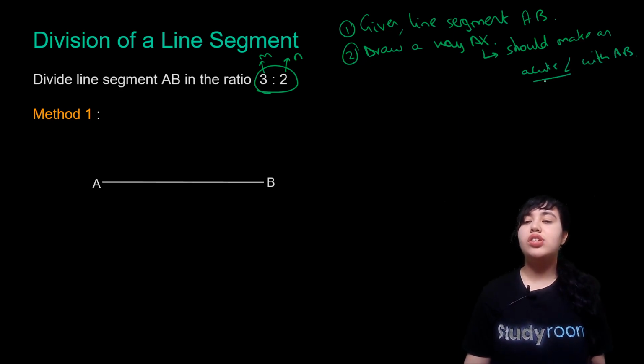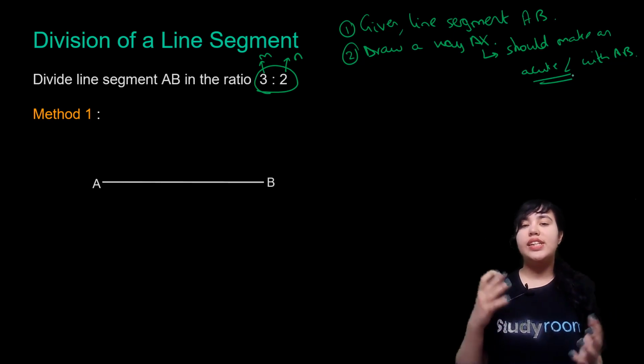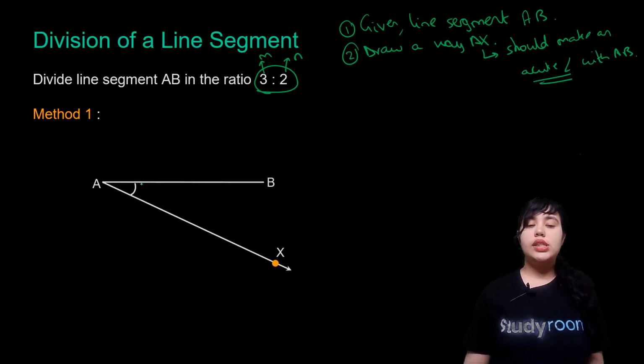What do we mean by acute angle? An angle which lies between 0 degrees and 90 degrees. So this is your ray AX, and this angle over here, this angle BAX, the angle which this ray AX is making with the line segment, is acute.